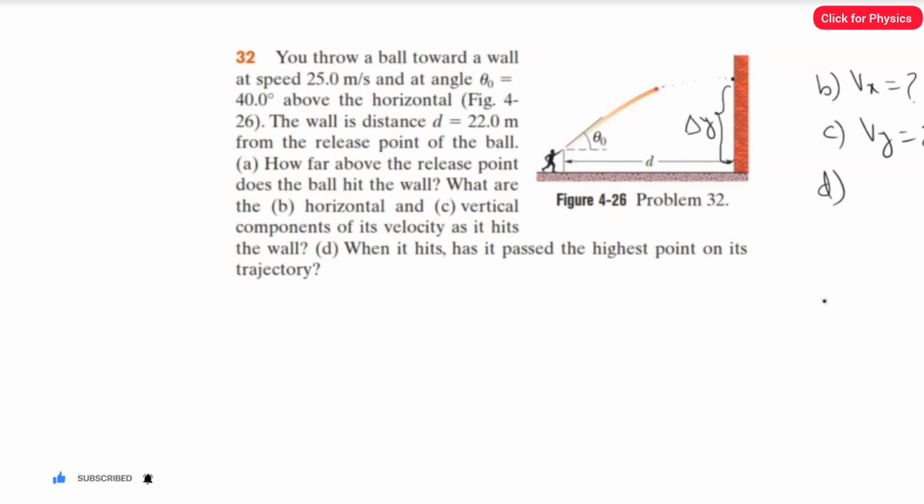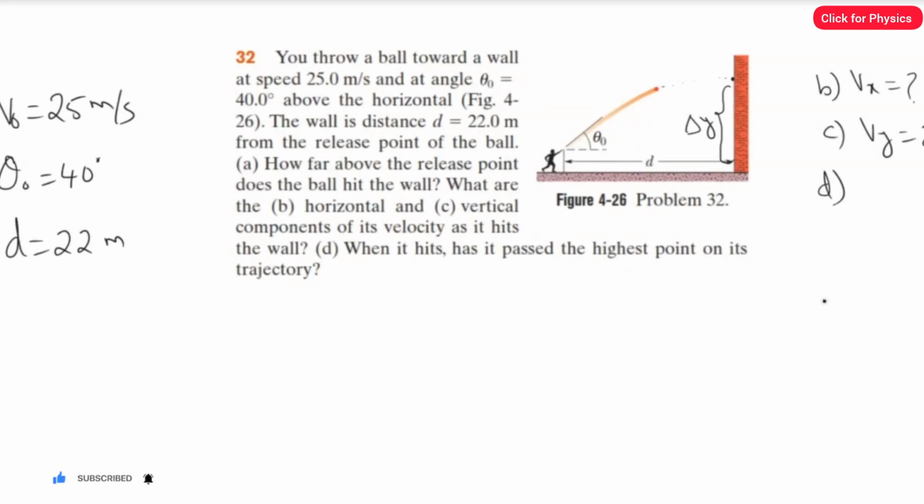So first we are going to find the answer for delta y, that is the answer for our first question. Let's write the given first. Initial speed value is given as 25 meter per second, and the theta naught value is given as 40 degree. And the distance from the throwing point to the wall, the value of d, is mentioned here as 22 meter.